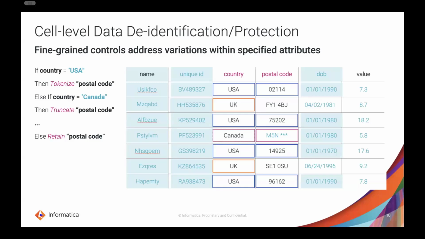Or we can also look at another country, something like Canada, and for it have a different unique characteristic. And this might be to truncate the postal code and simply look at the first 3 characters. Everything else is redacted after. Other countries, we might retain it or might redact it, but that's all within the control of the cell-level data de-identification.